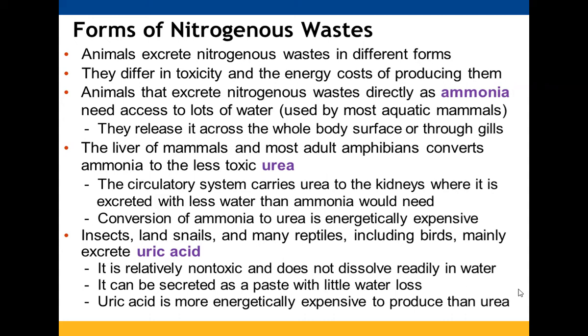The animals that excrete nitrogenous wastes directly as ammonia need water, and that works great for aquatic animals. They can release it across their whole body surface or through the gills. Mammals' livers and adult amphibians tend to convert ammonia into urea. Then the circulatory system takes the urea to the kidneys, where it can be excreted with less water than ammonia would need. But this is an energetically expensive process, so you've got to have the energy to make it happen.